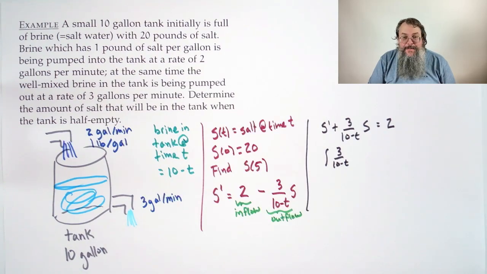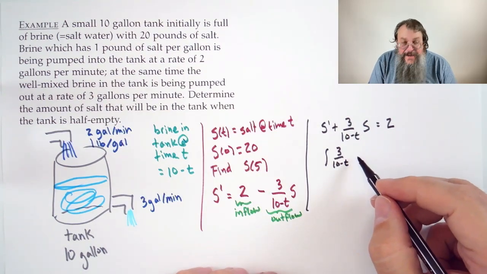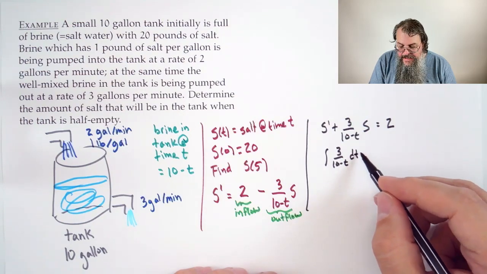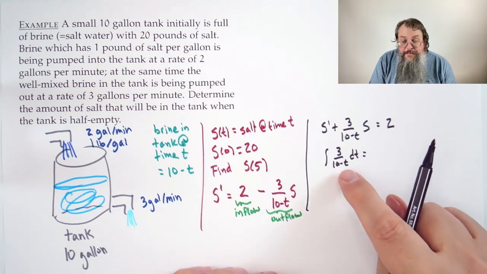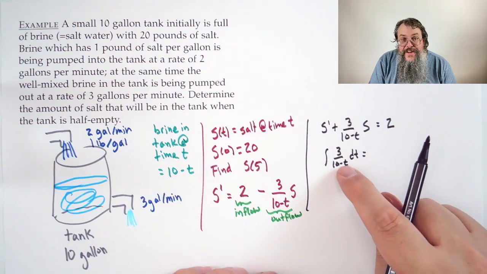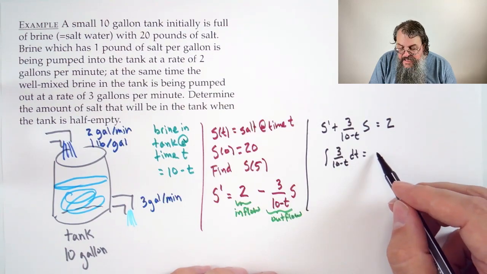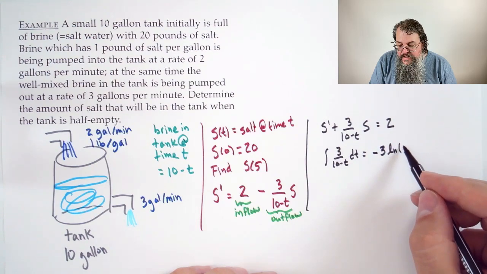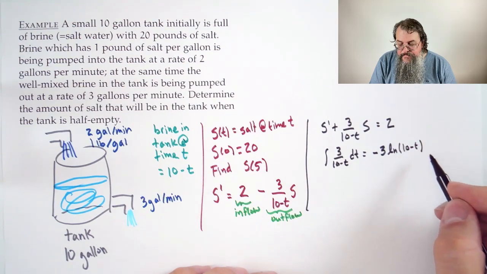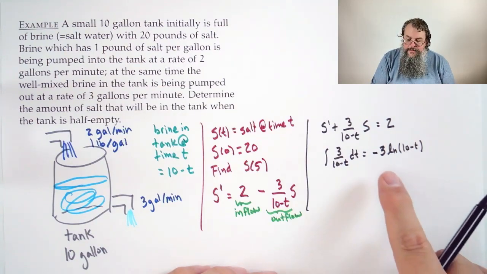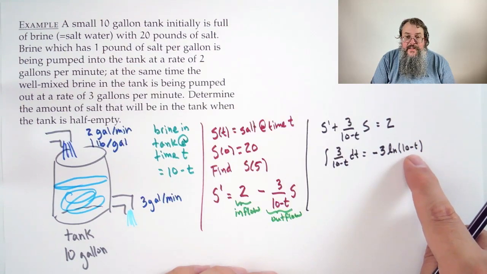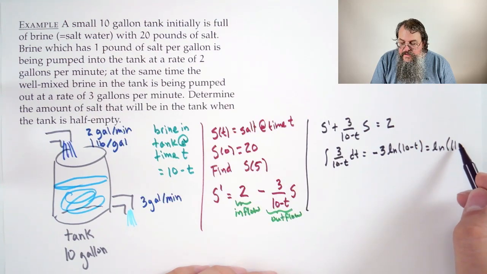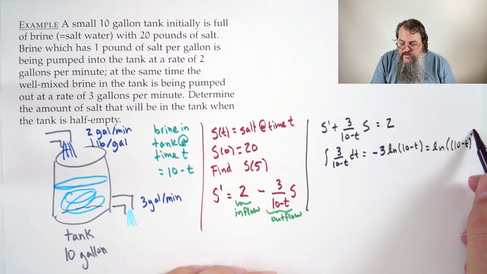What's the integral of 3 over 10 minus t? Now, you probably want to say log, and that's good, because you do want to say log. But here's the part: that minus sign affects your answer. So be careful. There's actually going to be a minus 3 log of 10 minus t. The minus sign here is because of the minus sign there. Or if you like, this is log of 10 minus t to the minus 3 power.